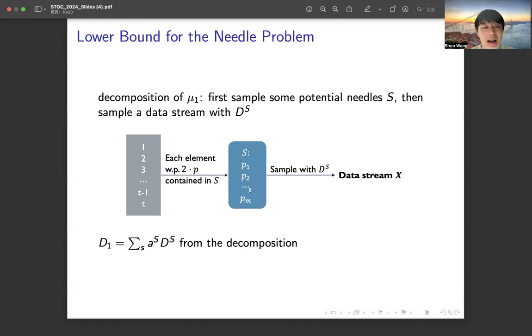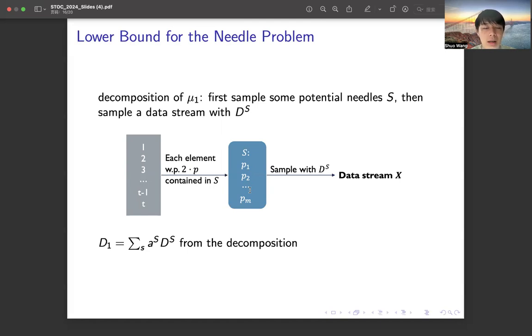And the key idea in this proof is the decomposition of the needle distribution D1, and it is decomposed by a resample process. We first sample some potential needles as a set S, and then sample a data stream with DS. To be more specific, we can see this in the picture below.